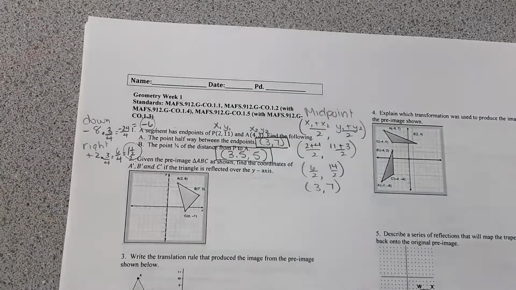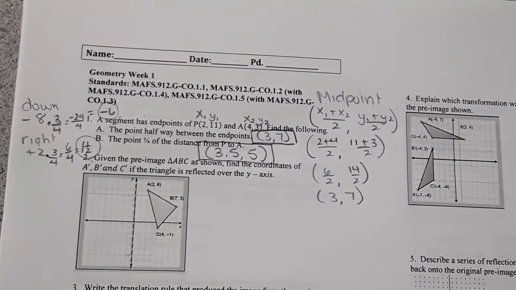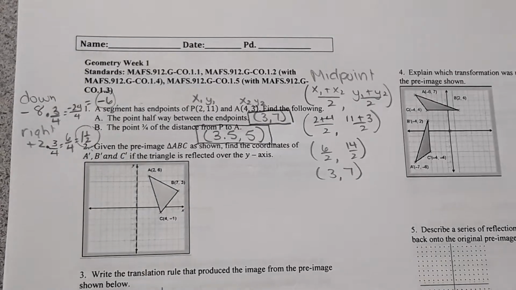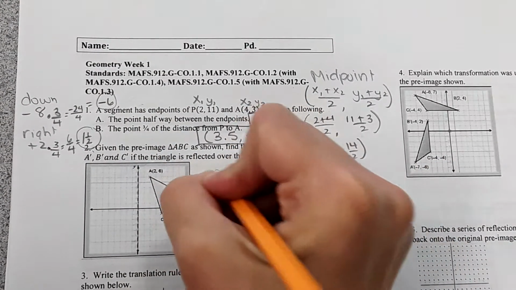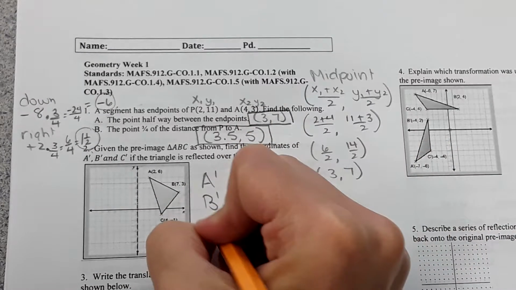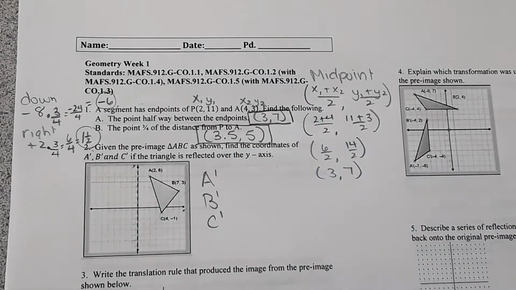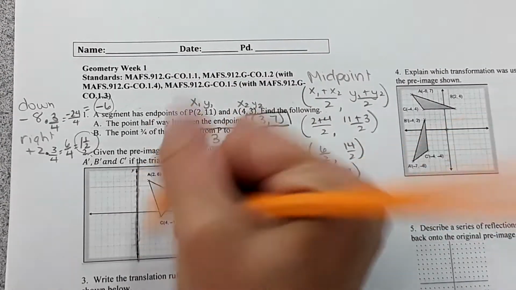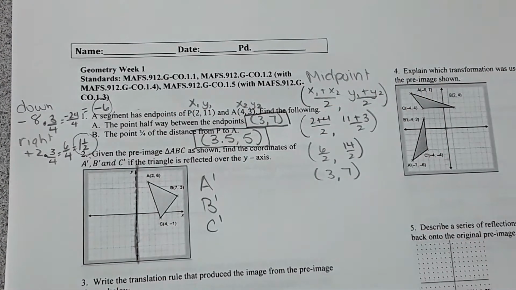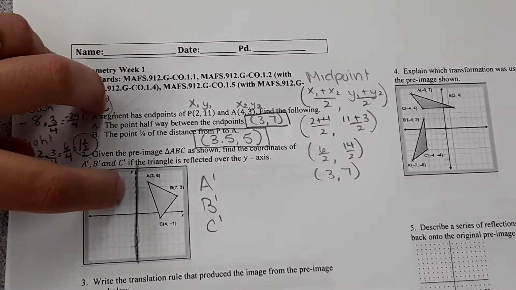Okay, number 2, it says, given the pre-image A, B, C, as shown, find the coordinates of A prime, B prime, and C prime. So we're going to have to find the coordinates A prime, B prime, and C prime. We're reflecting this over the y-axis. When we reflect the shape, we're actually just reflecting each individual point.